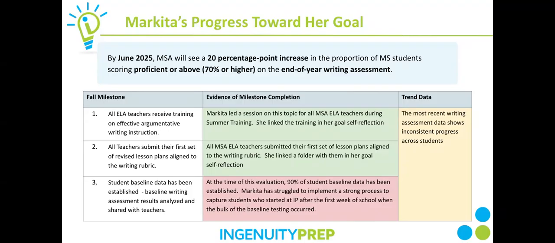There is trend data available for this goal, as students have taken at least 2 writing assessments. The most recent writing assessments show inconsistent progress across students. So, while she made progress against her milestones, the trend data does not yet indicate that she is on pace to meet the goal.